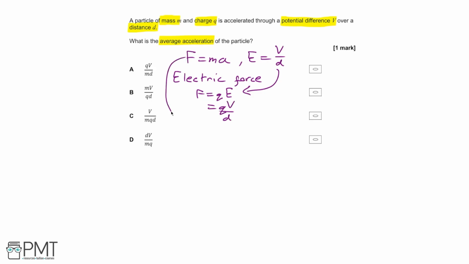We can now combine this with Newton's second law because we know that the only force acting is the electric force. And so we obtain qV divided by d is equal to the mass times the acceleration. So therefore, we can divide by m, the mass, to obtain an expression for the acceleration given by qV divided by md. Therefore, our answer is A.